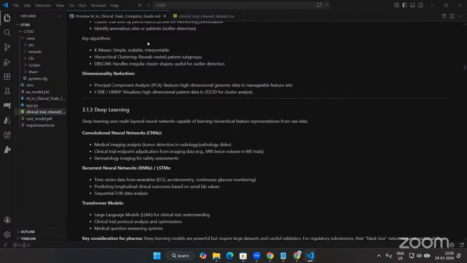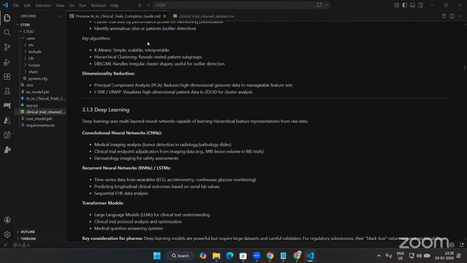The technique used for dimensionality reduction is principal component analysis, PCA. It reduces high dimensional genomic data to a manageable feature set. So it works in this way: it reduces the high genomic data into a manageable, which means low dimensional, form. It converts it into low dimension. That is how it works.